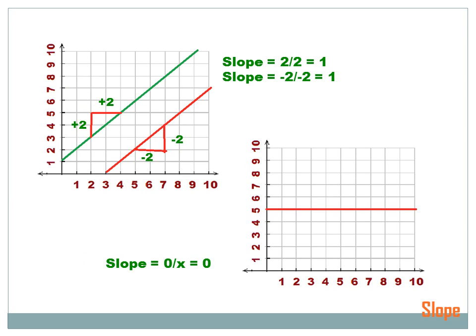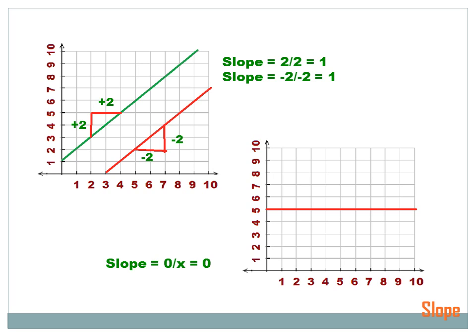All right, here's a couple other things about slope that you ought to understand. The first is with parallel lines. If I've got a couple of lines, I can tell if they're parallel by determining if their slopes are the same. If the slopes are the same, the lines are parallel.